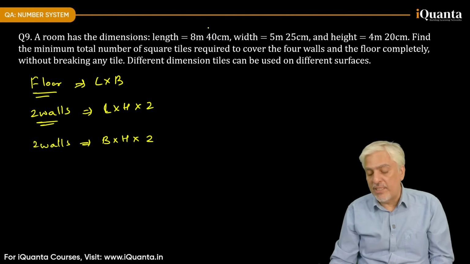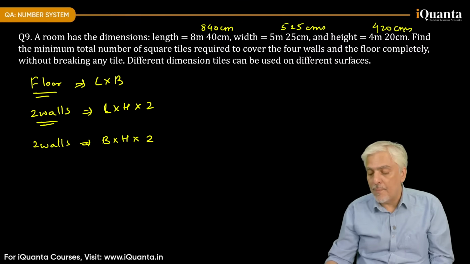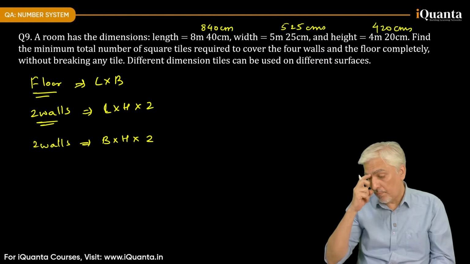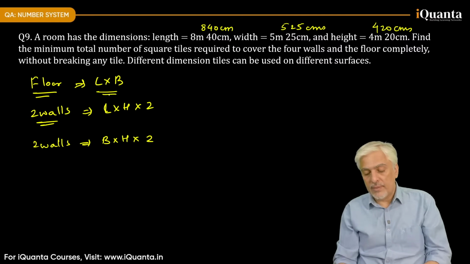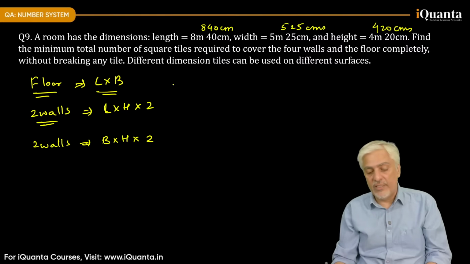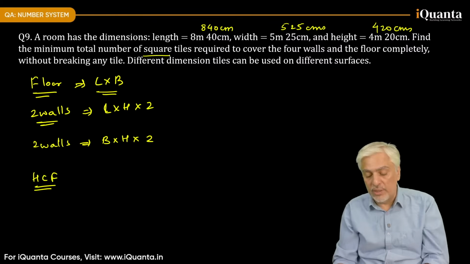Convert everything to centimeters, it will be easy. 840 centimeters, 525 centimeters, and 420 centimeters. Now, what is the LCM of the length and the breadth? सबका HCF. What is the HCF? सबका अलग अलग निकालने पड़ेगा. Because the tile is a square tile. Important word is square tiles.